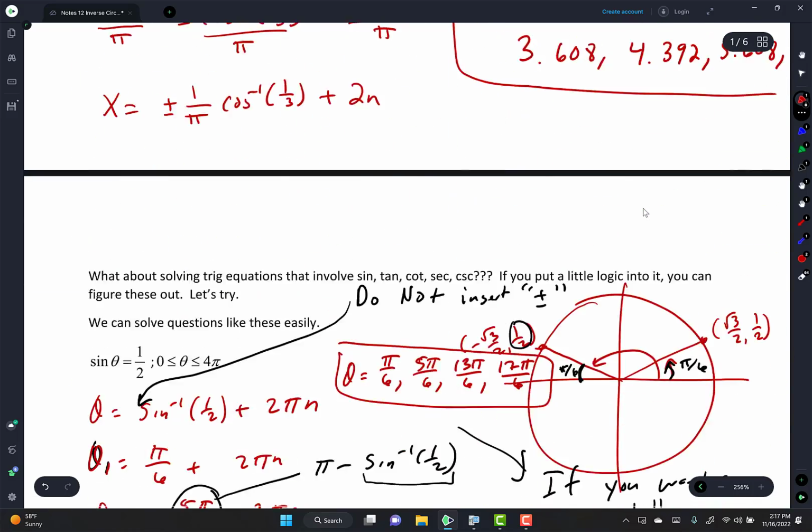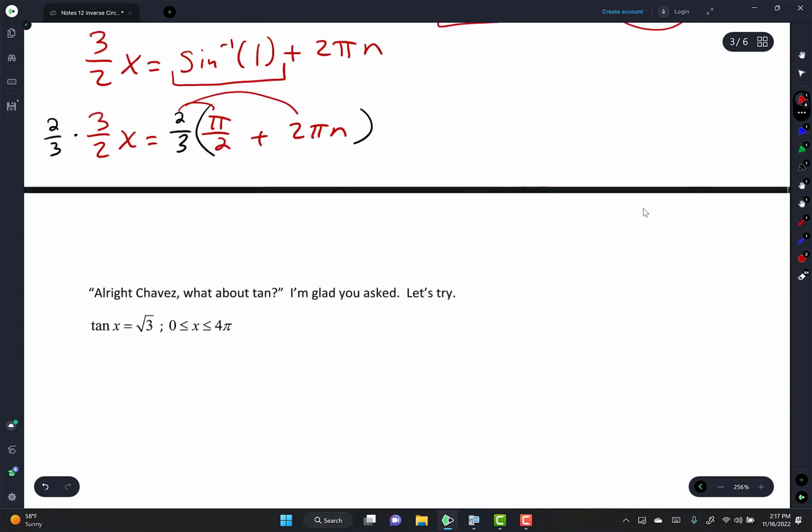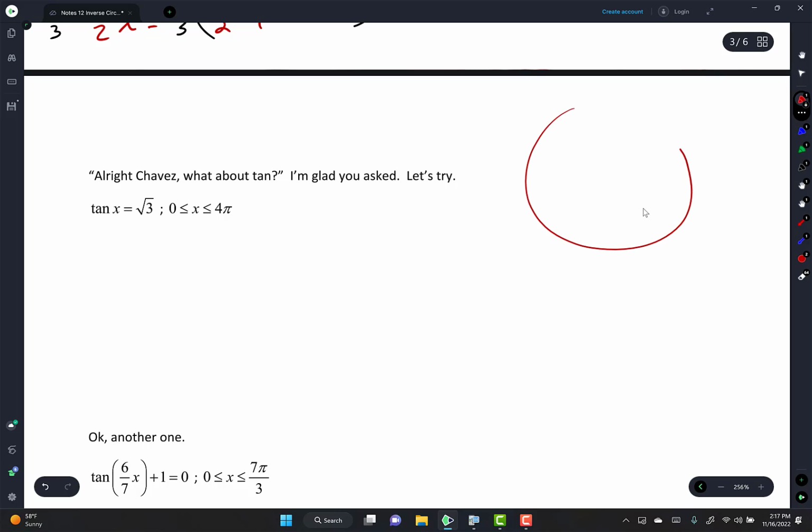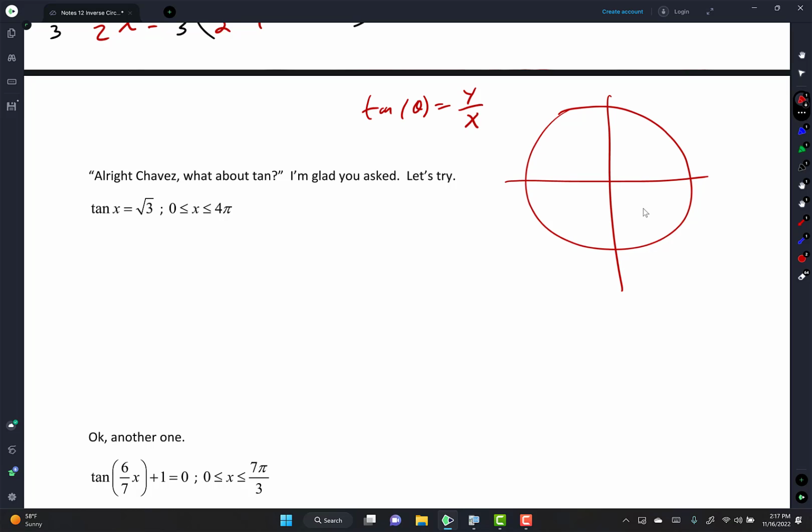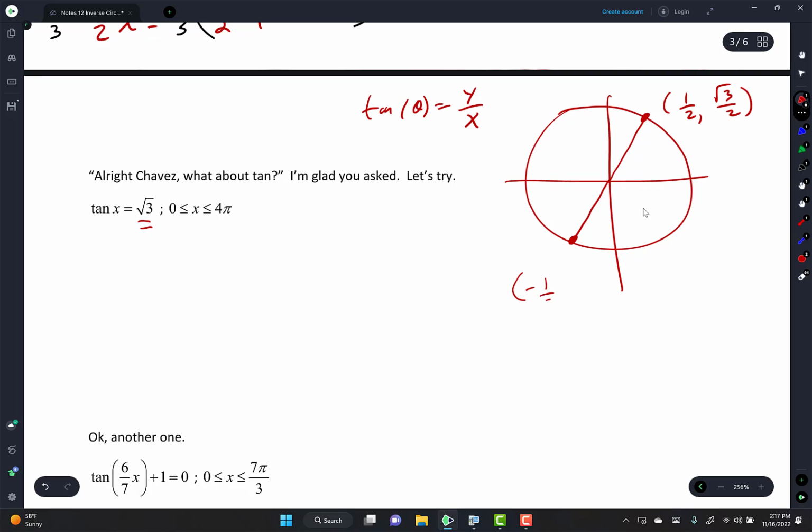All right. What I mean by that, guys, is this. Remember that tan on the unit circle is y divided by x. So tan of some angle is your y coordinate divided by x coordinate on the unit circle. Are we still okay with that statement there? All right. The only way to get a square root of 3 is if you're right here. At that coordinate, the x coordinate is a half. The y coordinate is square root of 3 over 2. Or if you're in quadrant 3, where the x coordinate is a negative half and the y coordinate is a negative square root of 3 over 2.